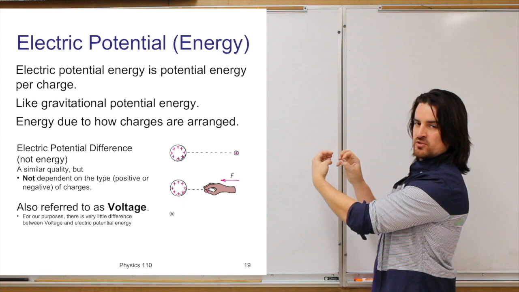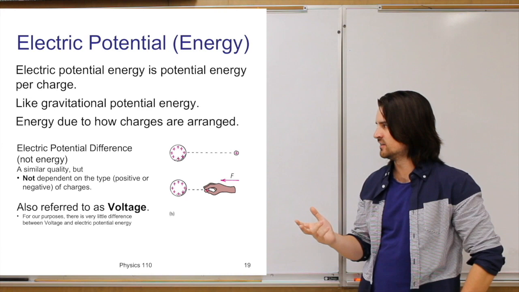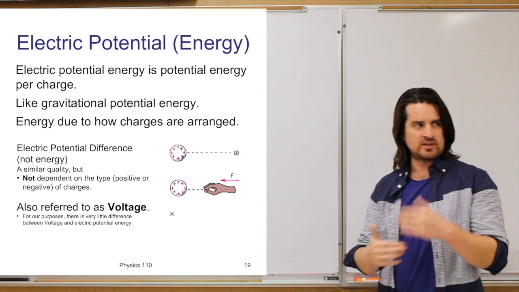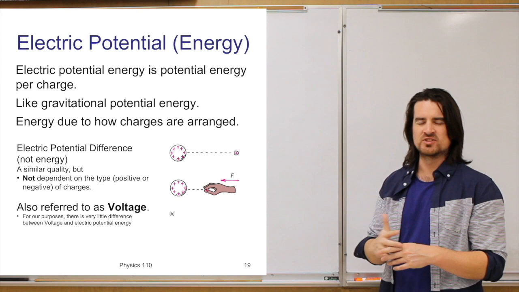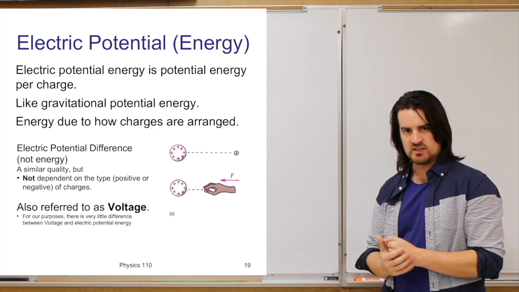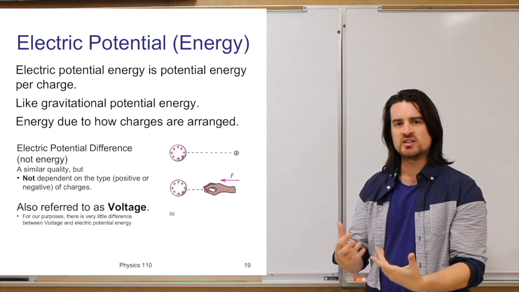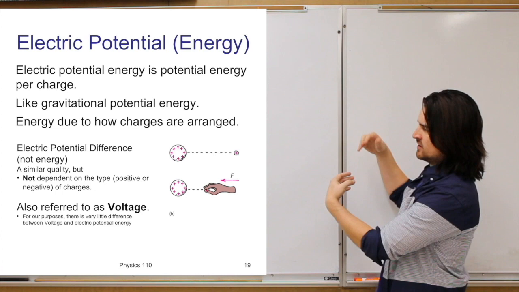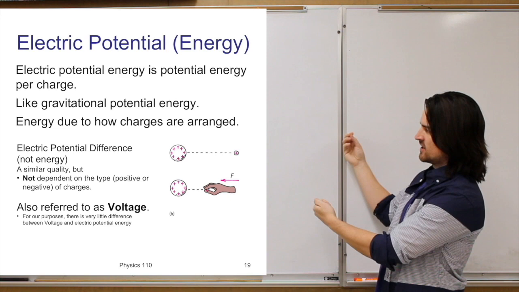One other quantity that we talk about when we're worrying about electricity, electrical forces, and electric fields is not electrical potential energy, but something we call electrical potential difference. It's very close to being an energy, but it's not quite that. It is like electrical potential energy, except that in this situation with the two charged objects, it wouldn't care whether the little object on the right side is positive or negative.